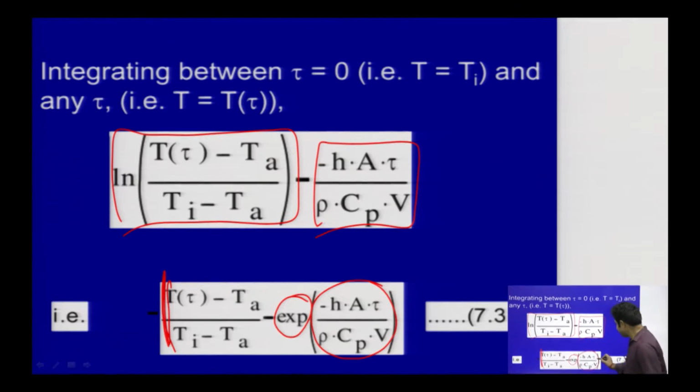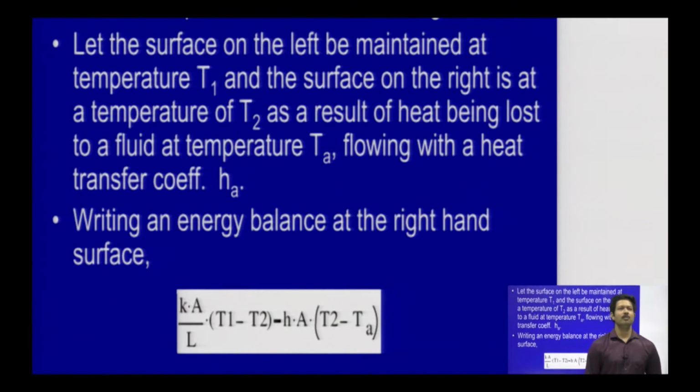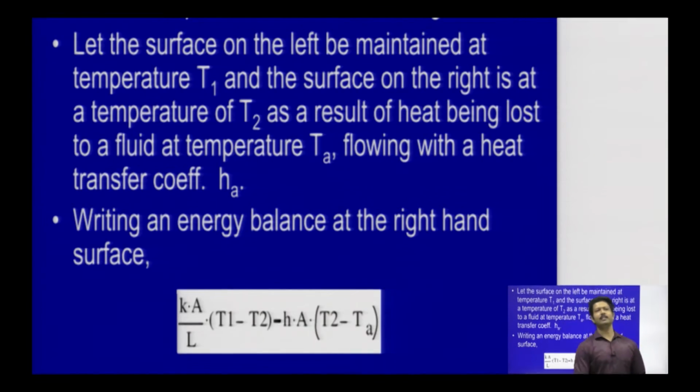Now can you see this? There is a term of time here, so all these things should also have the unit of time. Let the surface on the left be maintained at temperature T1 and the surface on the right be at temperature T2, as a result of heat being lost to a fluid at temperature Ta flowing with a heat transfer coefficient ha. Writing an energy balance at the right hand surface, conduction equals convection.